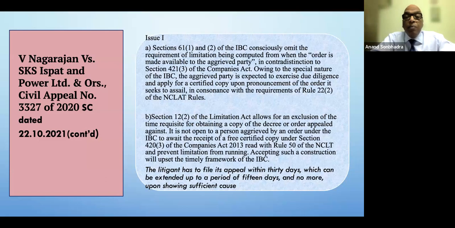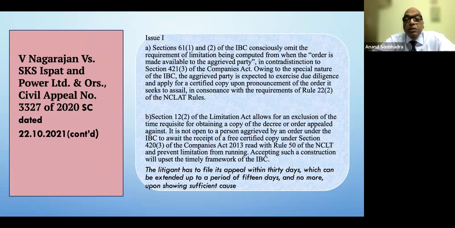So, in the Companies Act, it says when the order is made available to the aggrieved party; that is missing in Section 61. And then the observation is that it's conscious. And owing to the special nature of IBC, the aggrieved party is expected to exercise due diligence and apply for a certified copy upon pronouncement of the order it seeks to assail, in consonance with the requirement of Rule 22(2) of the NCLAT Rules. The NCLAT Rules say that an appeal has to be filed with a certified copy of the order.